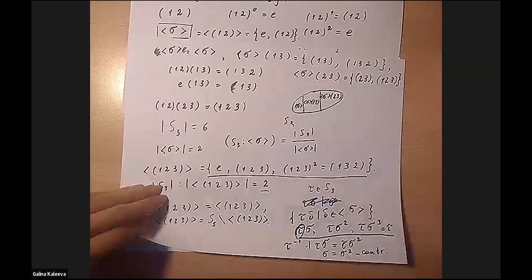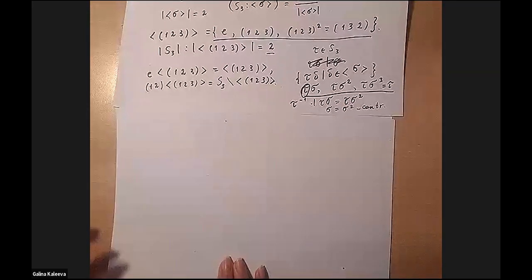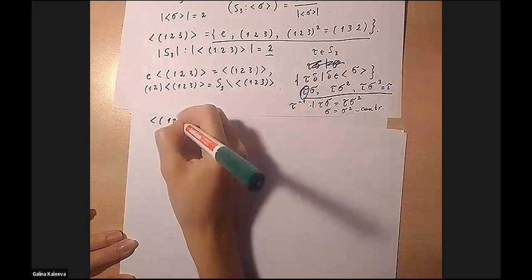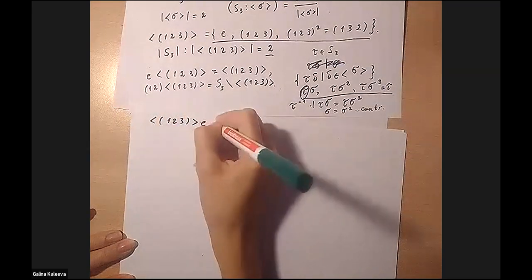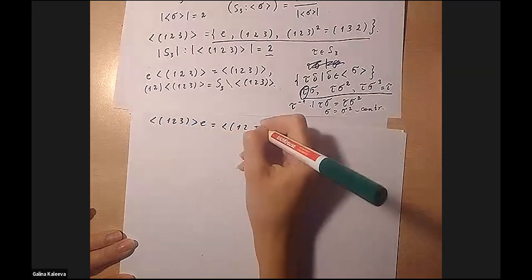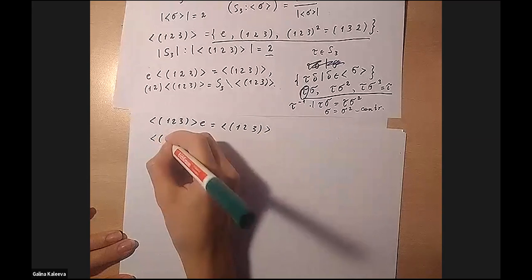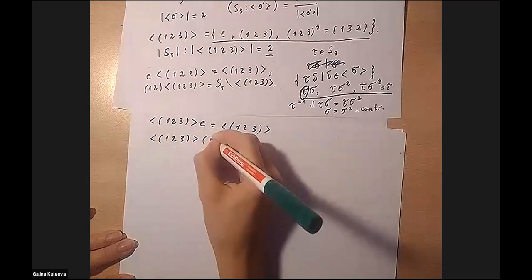Moreover, let's consider right cosets. What if the right coset of the neutral element is our subgroup? Yeah? And what about the right coset of some other element?